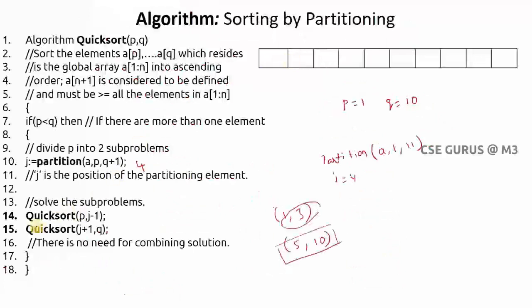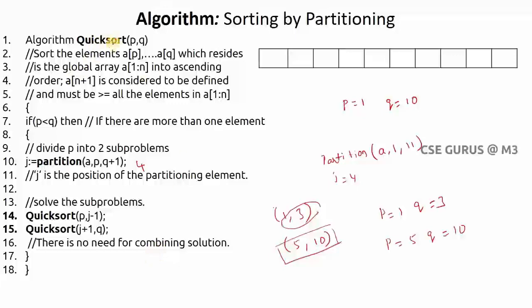That means this is a recursive procedure. Again it will go with p value 1, and previously the q value was 10. Now the q value is 4 minus 1, that is 3. So again here, for the 14th line recursive call, the p value is 1 and the q value is 3, and for the 15th line the p value will be 5 and the q value will be 10. So like this it will be applied recursively, and finally we'll get the answer. We are not writing anything to combine the solutions, that is, there is no need for combining the solutions. So this is what happens in the quicksort method.